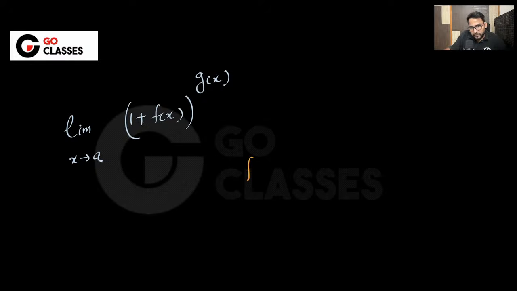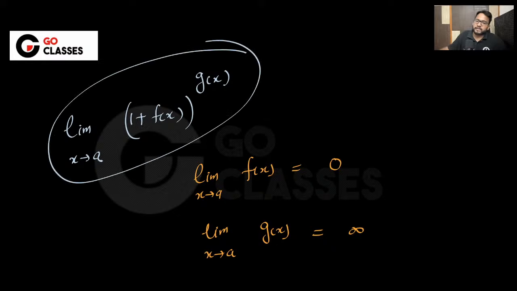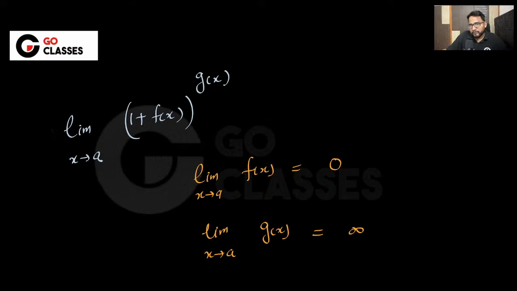Here, as x tends to a, where will f(x) tend to if I want this form to be 1 power infinity, and where will g(x) tend to? g(x) should tend to infinity, but if I want this form to be 1 power infinity, then you can say f(x) is tending to 0. Which means if f(x) is tending to 0 and g(x) is tending to infinity, then this is again 1 power infinity, right? So you take any one of these and then you can solve that.